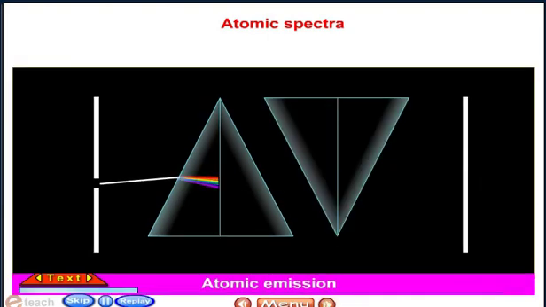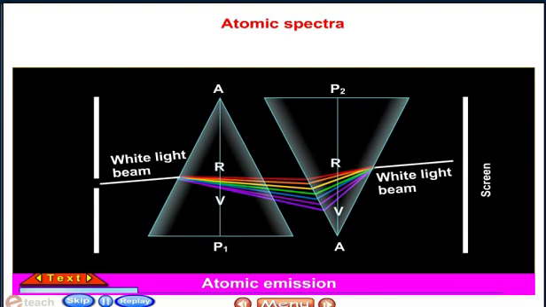When the beam of white light is passed through the prisms as shown, then you can clearly see when it passes through the first prism, it is broken into 7 different colors, which is again joined to form the single beam of white light when it passes through the second prism.